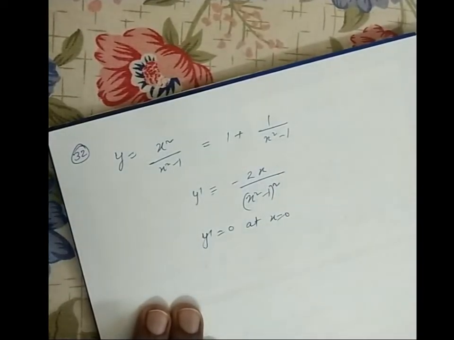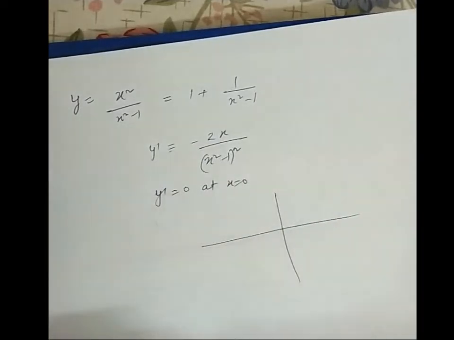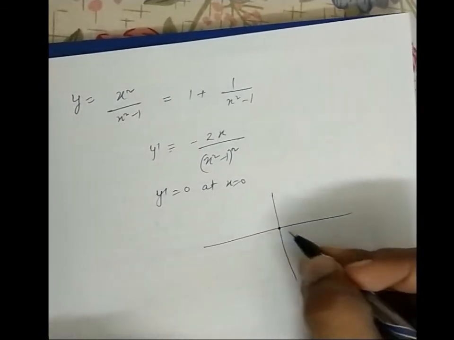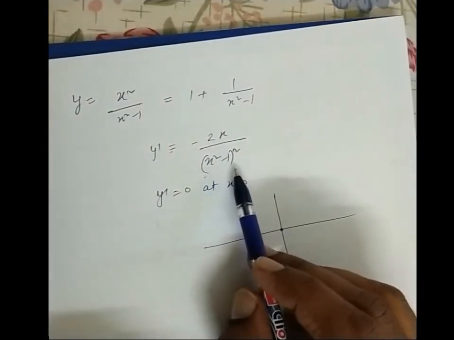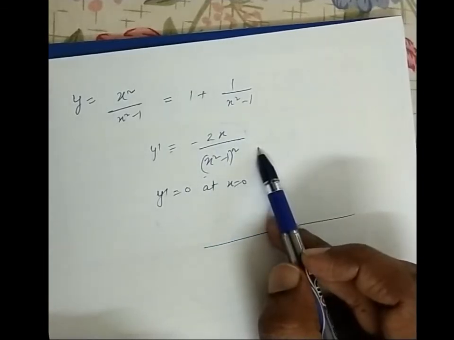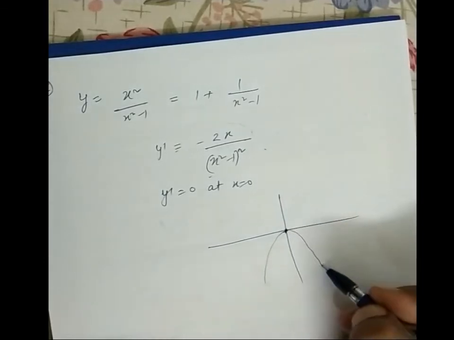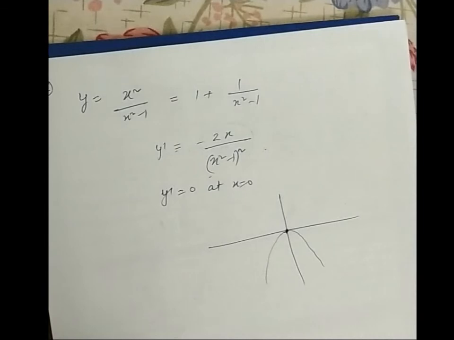Okay, and we can draw a rough sketch for its graph. Let's see. At x is equal to 0, y is equal to 0, and when x is positive, the function will decrease, and when x is negative, the function will increase. So clearly this would be between minus 1 to 1, and when x tends to minus 1 from the positive side, y is tending to minus infinity.